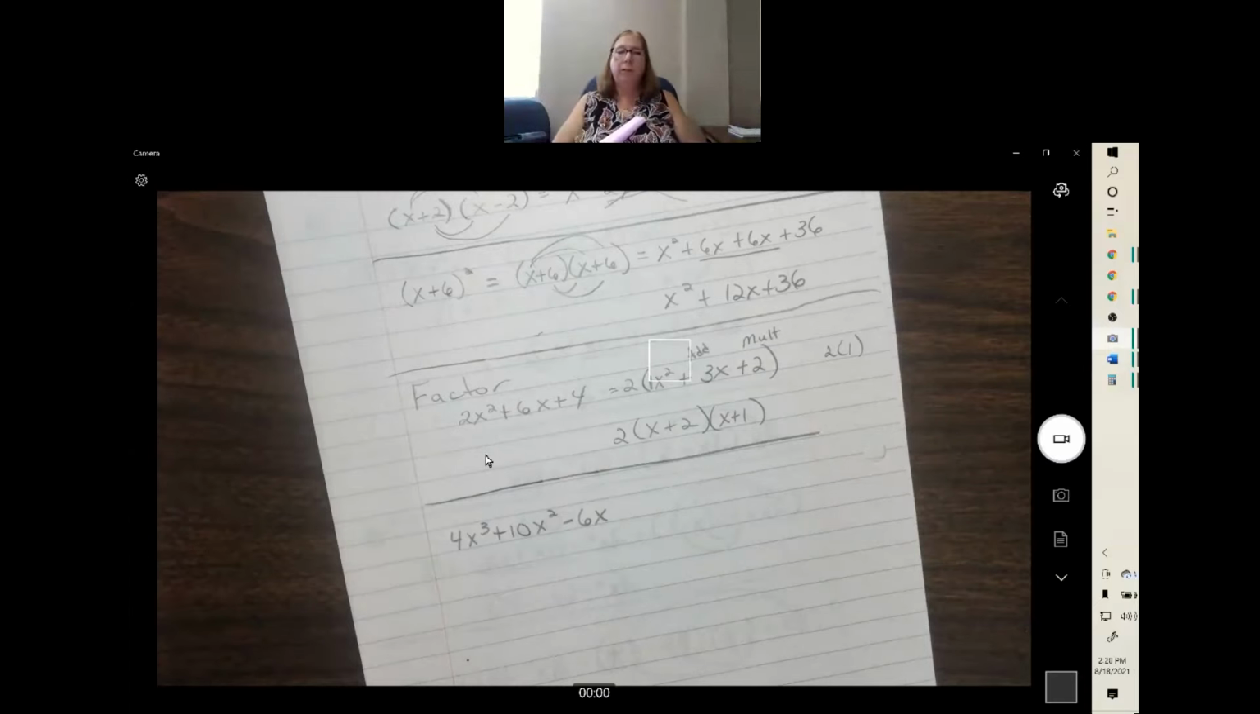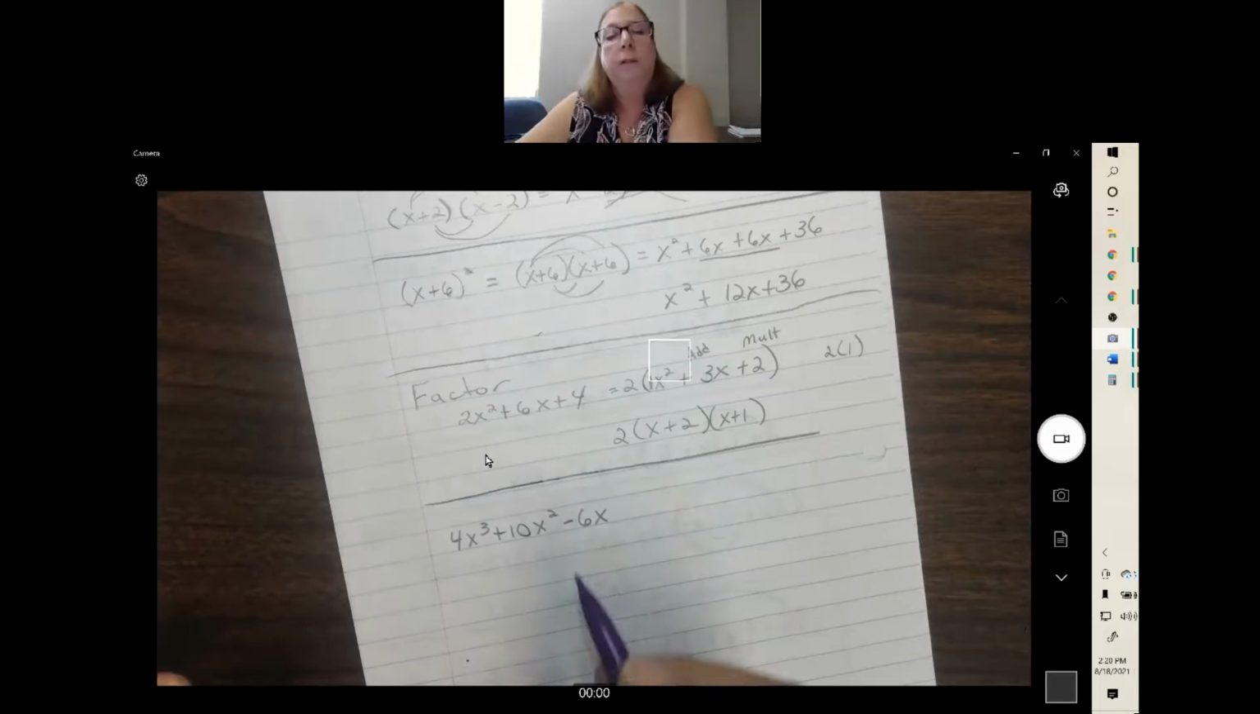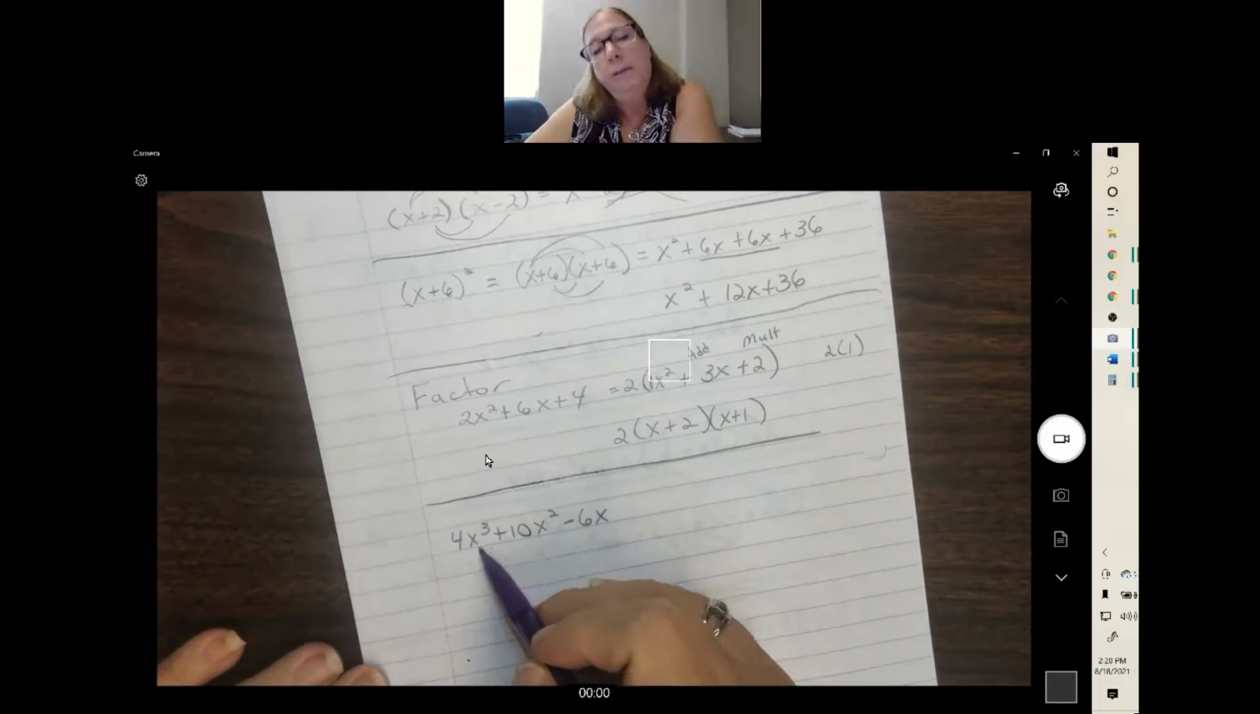Okay, how about this one? 4x cubed plus 10x squared minus 6x. Is there anything we can factor out of it? Do they have anything in common? 2. Yep, they have a 2. And how about the variables? They all have, yep, they all have an x.